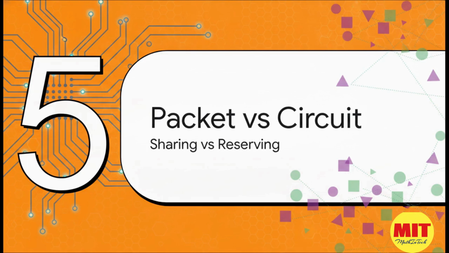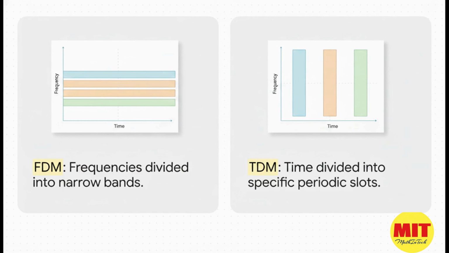Next up is Section 5, Packet versus Circuit Switching. So, we have to compare the two fundamental ways data moves through this network core. Let's start with traditional telephone networks, which use circuit switching. In this model, before you even speak, a dedicated end-to-end circuit is reserved just for you. To share the physical wire, they use a technique called multiplexing.